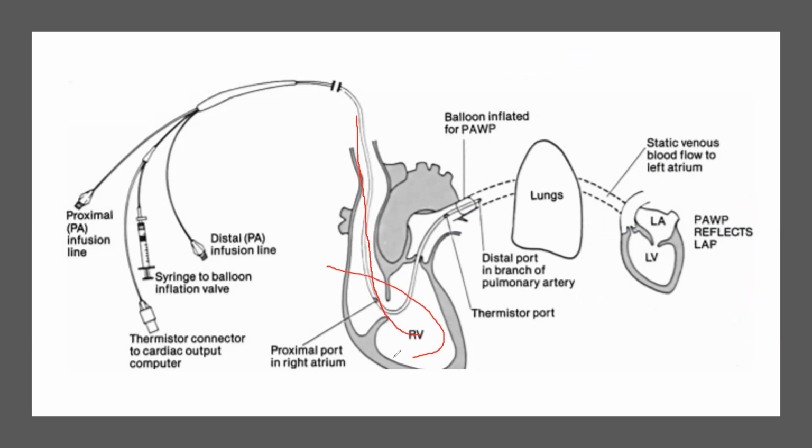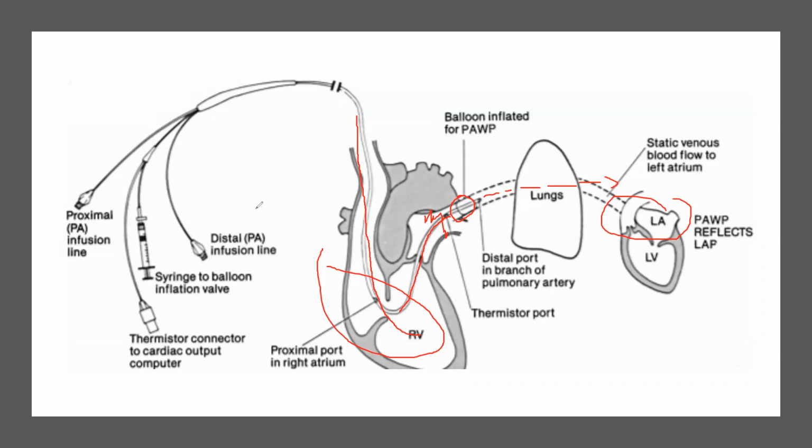We're now measuring right-sided pressures. But once the catheter goes into the pulmonary artery and we inflate the balloon right here, we close the pressures that are coming from here, and we're now only detecting pressures coming from this side. And therefore, we are now able to measure left atrial pressures. And left atrial pressures and left ventricular pressures are a reflection of what we call afterload.